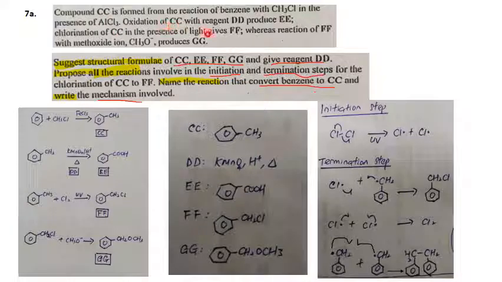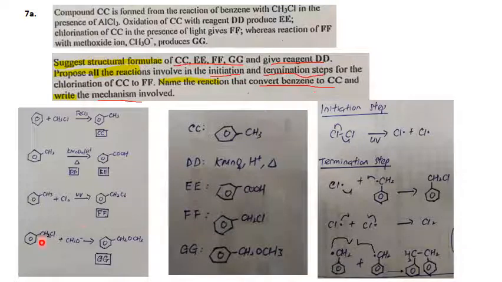Oxidation of CC, methyl benzene, with reagent DD. So for oxidation, the oxidizing agent is KMnO4/H+ with heat, to produce EE. EE is benzoic acid. Halogenation of CC in the presence of UV then gives FF. So this is the product FF.